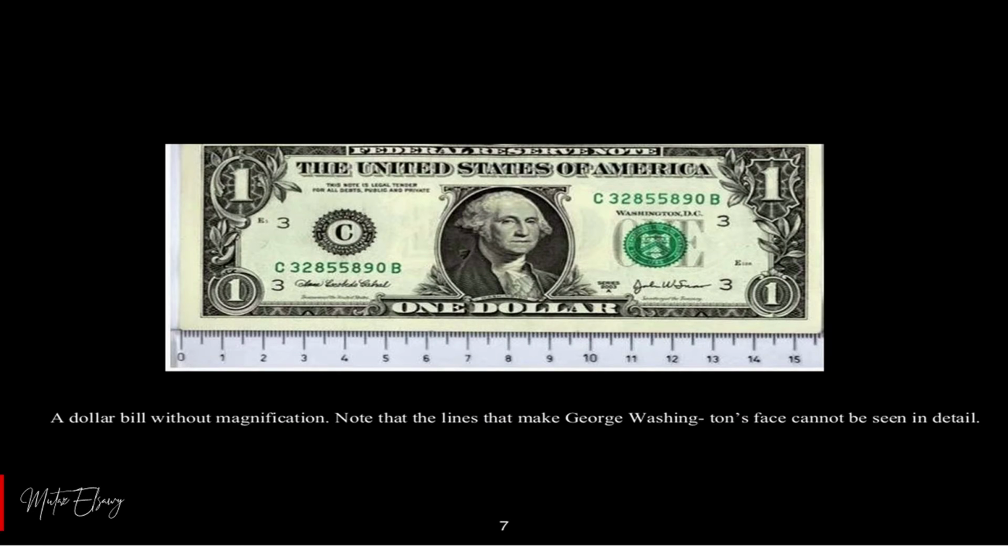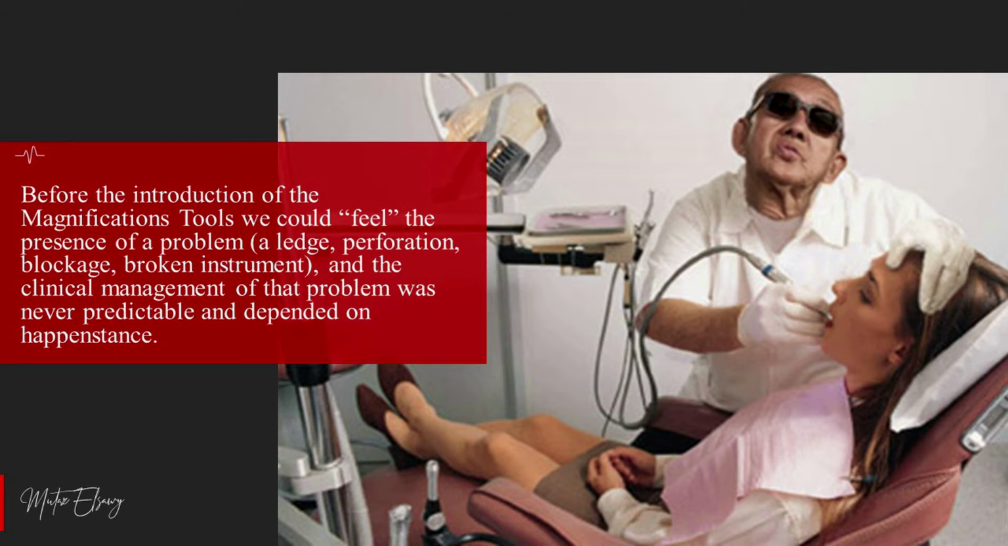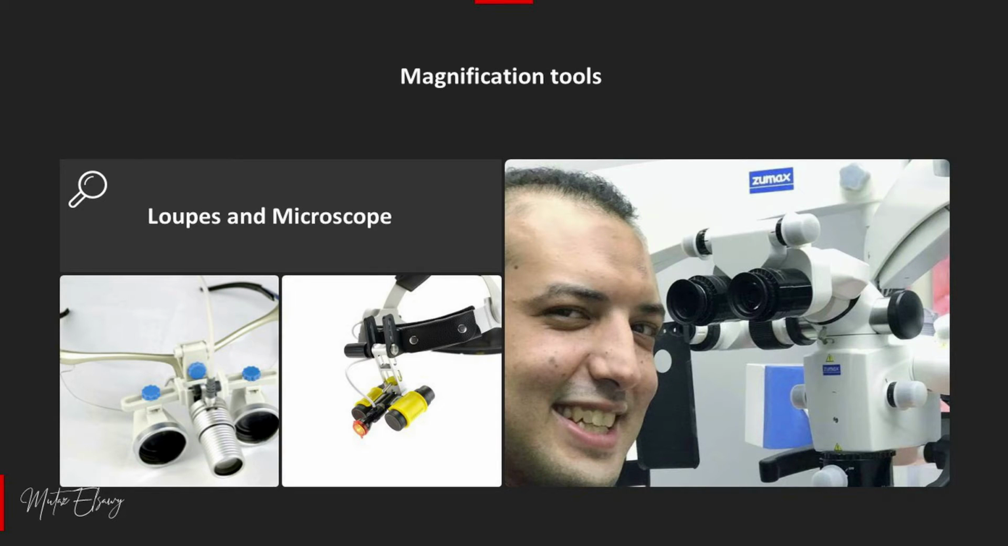In this photo, you can't see any of George Washington's clothing details, but with magnification, I think you could become a big dealer of fake money. Before the introduction of magnification tools, we could feel the presence of a problem: ledge, perforation, blockage, broken instrument, and the clinical management of that problem was never predictable and depended on happenstance. Now with the help of the microscope, we can deal with such complicated cases and the whole procedure becomes more predictable.